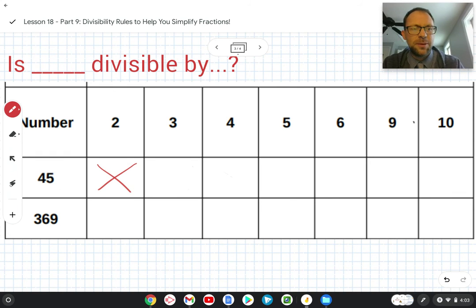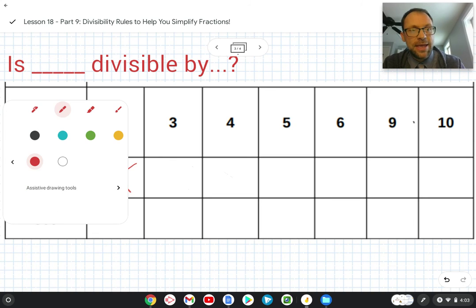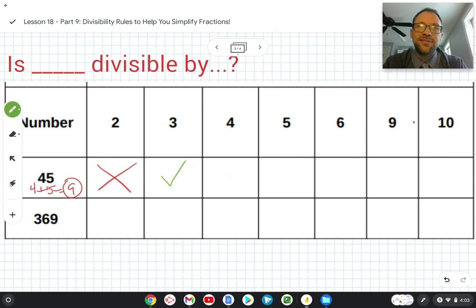Now let's test for 3. Is 45 divisible by 3? Well, the rule for 3 is we're going to add up all the digits, right? So 4 plus 5. Let's see. 4 plus 5, that's 9. Now we look at that sum, 9. Is 9 divisible by 3? Yes, it is. So we're going to make a big green check mark there. 45 is divisible by 3.